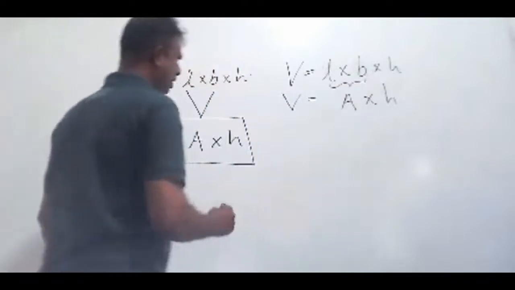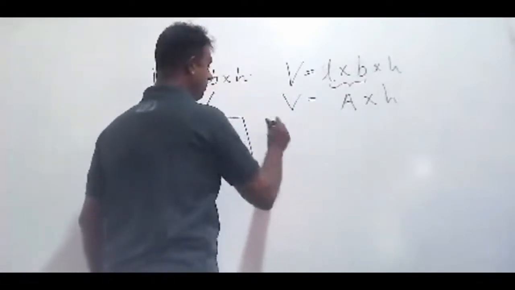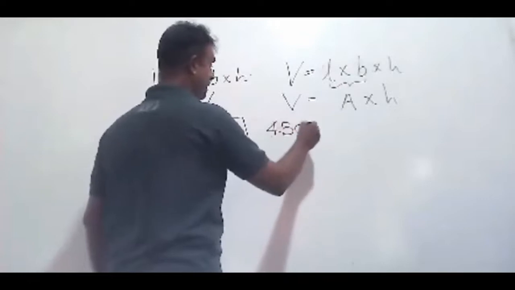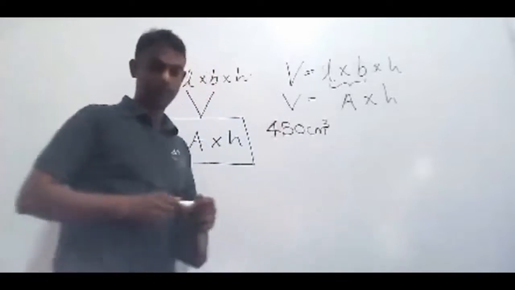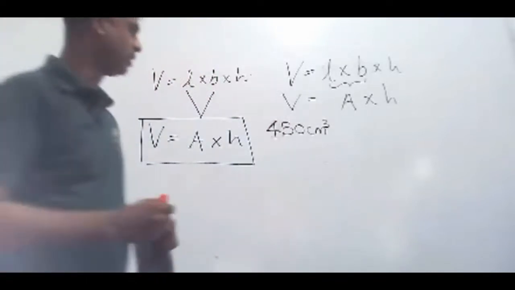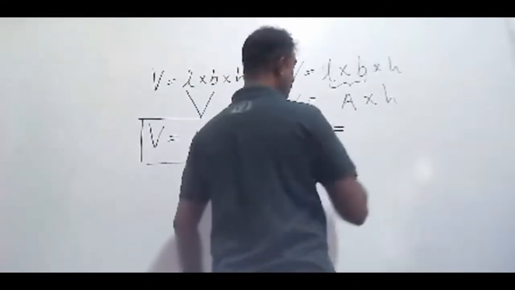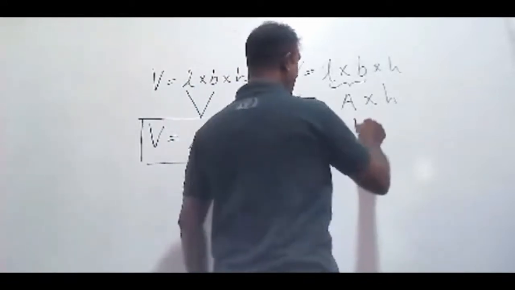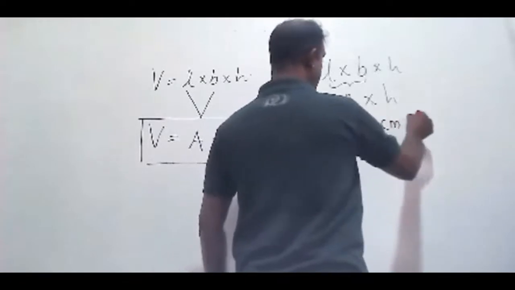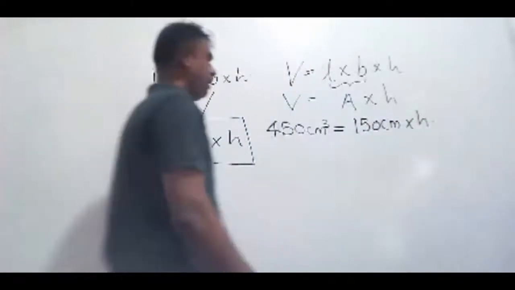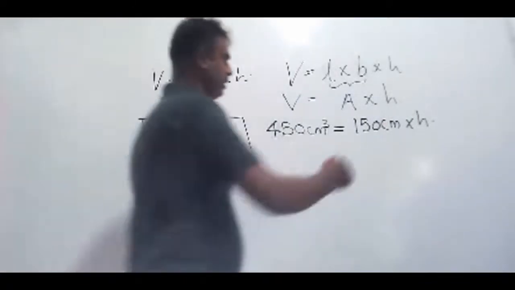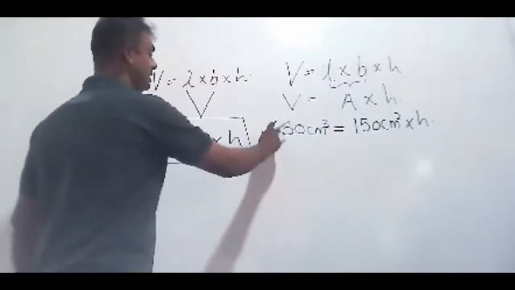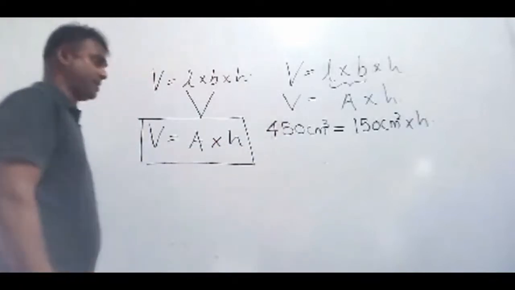Now see here. Volume is 450 cubic centimeters. It is given, isn't it? It's equal to area, 150 square centimeters, into H. Now you know that you can easily find the H, because this is a simultaneous equation which we earlier discussed.